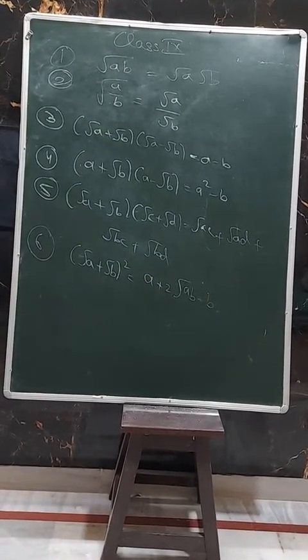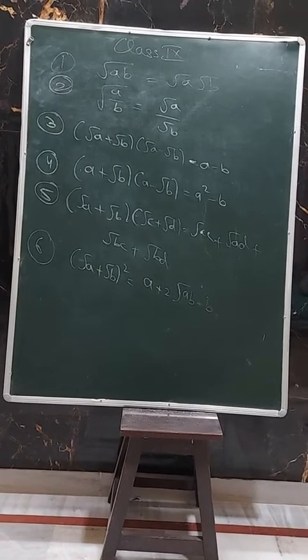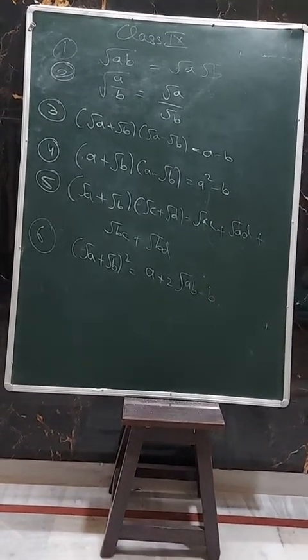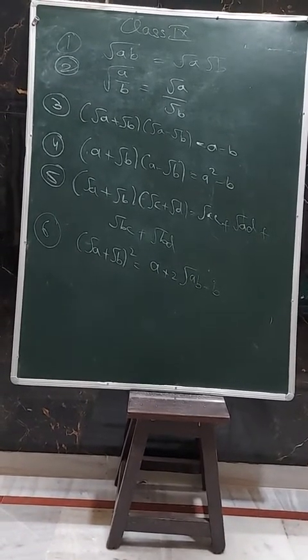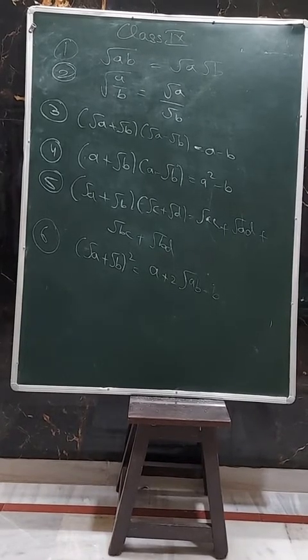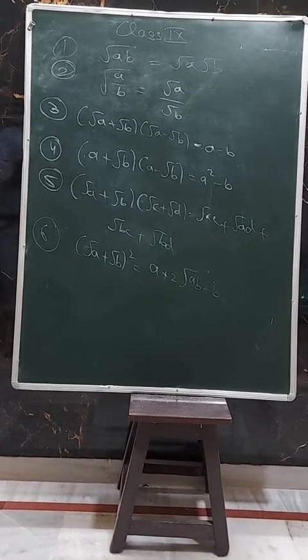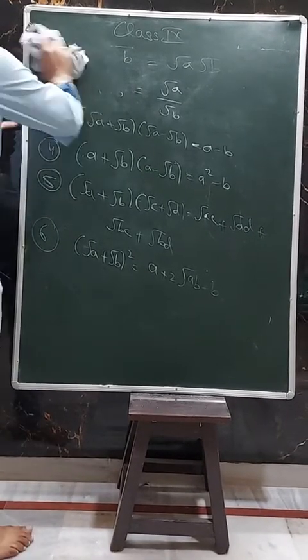These are the 6 identities which we have to learn, that we'll use in the next exercise. So learn it and write in your notebook also. And after that we go for the exercise 1.5. Question number 1. Now the first question is, classify the following number as rational or irrational.